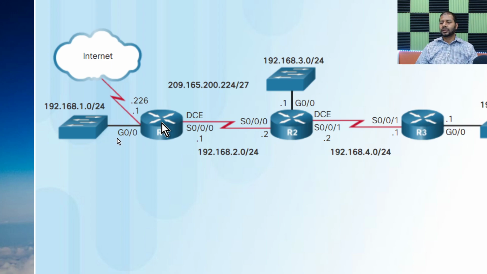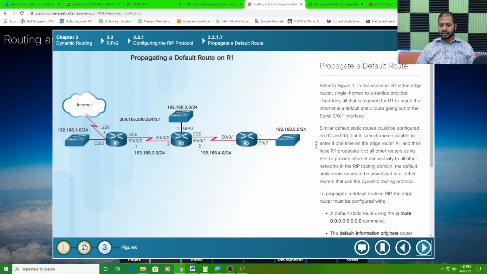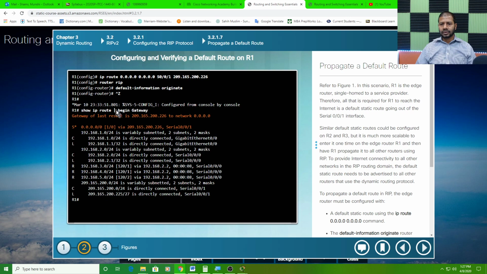Yes, you can do that. You can have R1 advertise the default route to all other routers, so you don't have to manually write it down everywhere. How do you do that? You type default-information originate. That's the command. Let's see how we do that. Screen number 2. Look at here, default-information originate.